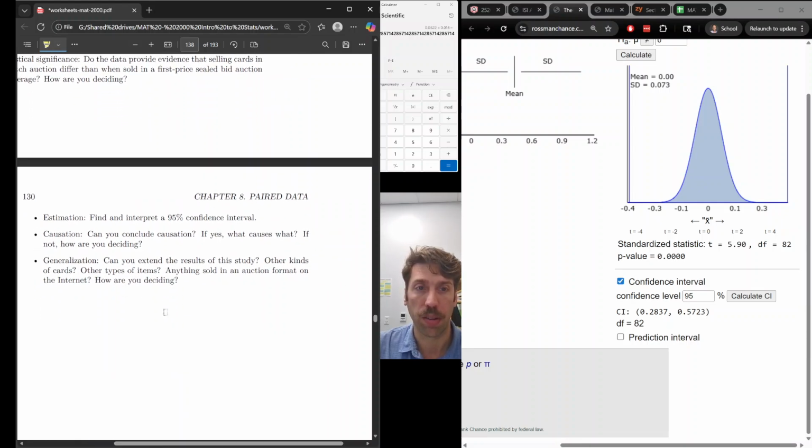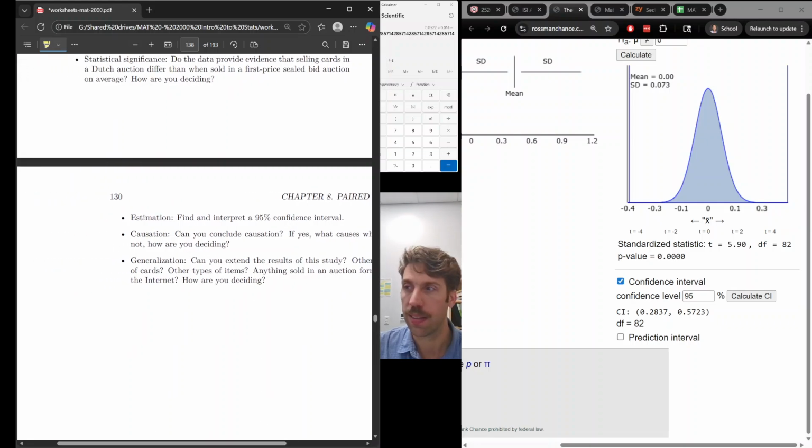Then estimation: find and interpret a 95% confidence interval. Causation: can you conclude causation? If yes, what causes what? If not, how are you deciding? And then generalization: can you extend the results of the study to other kinds of cards, other types of items, anything sold in auction format on the internet? How are you deciding? For each bullet point, you should have at least one sentence, and some of them you should have more than one sentence. Okay? That completes this section.